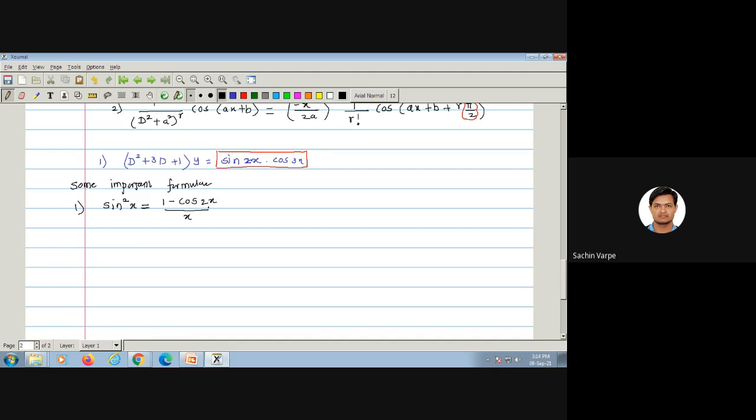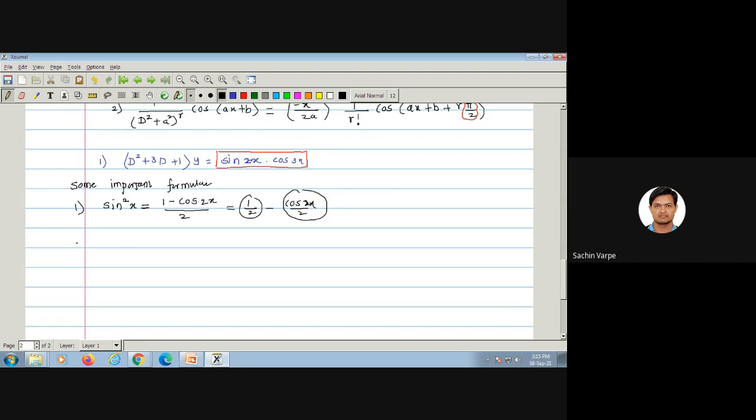Here cos is linear, it is 2x. So I can then write it as 1 by 2 minus cos of 2x by 2. This 1 by 2 will be a constant, and this will be in terms of linear cos, so that I can proceed with the case. Clear? So if it is given to be sine square, then we have to convert it into linear sine and cos.